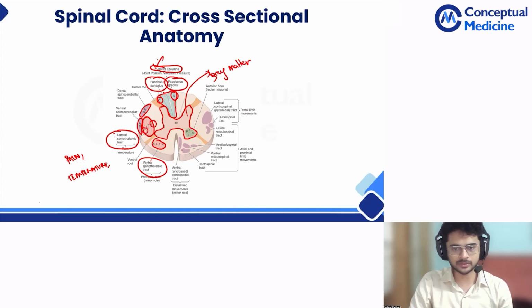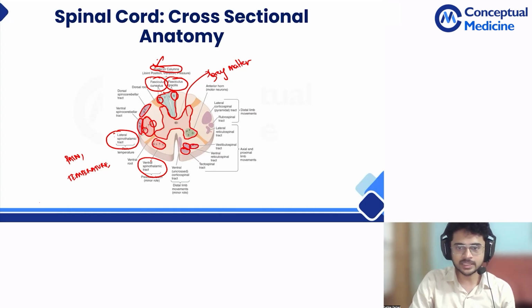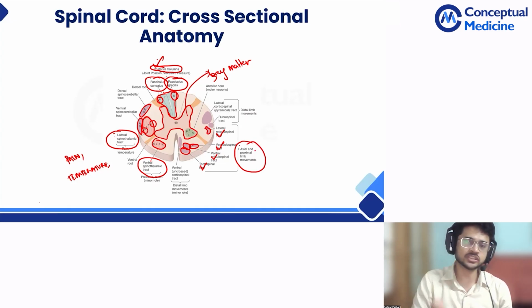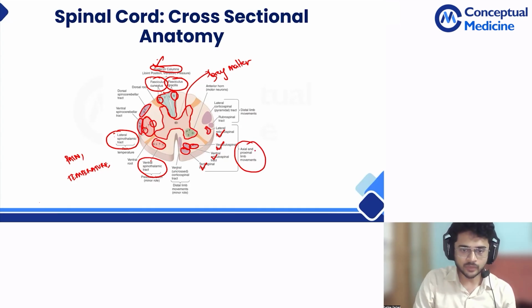All right. Then you have other extrapyramidal tracts. You have the tectospinal tract. You have the ventral reticulospinal tract. Here you have the vestibulospinal tract. And then here we have the lateral reticulospinal tract. So this reticulospinal tract, both lateral and ventral, the vestibulospinal tract, as well as the tectospinal tract, are important for axial and proximal limb movements.